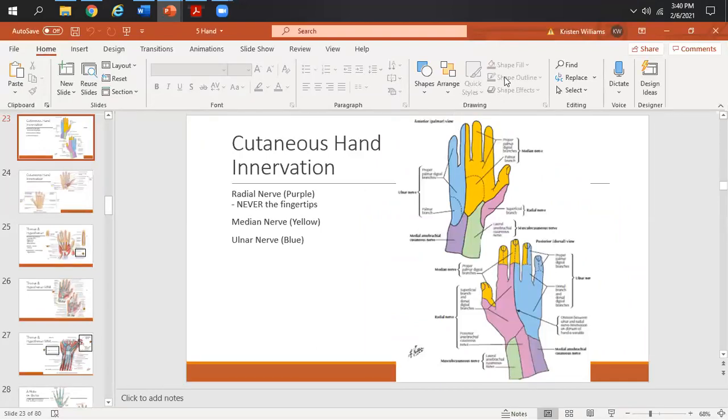Oh yeah, well, so lumbricals too, because remember, it's anything downstream.